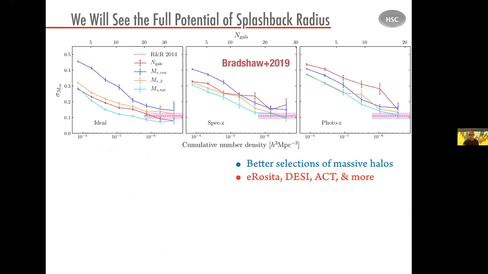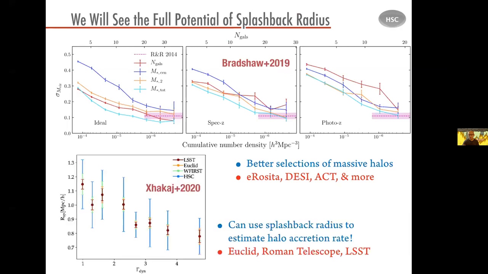There are many different ways to do that. For example, you can use X-ray selected clusters, SZ selected clusters, or try to build better selections using, say, the magnitude gap, or even the stellar mass of the few massive satellite galaxies, like what we show in Christopher Bradshaw's work 2019.